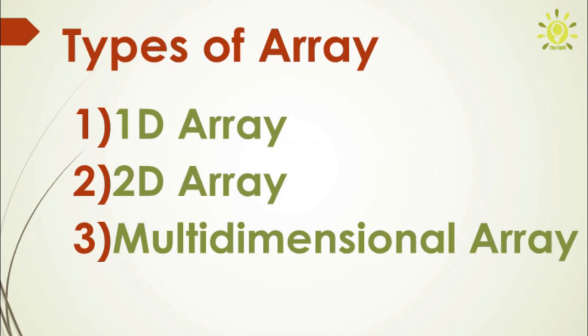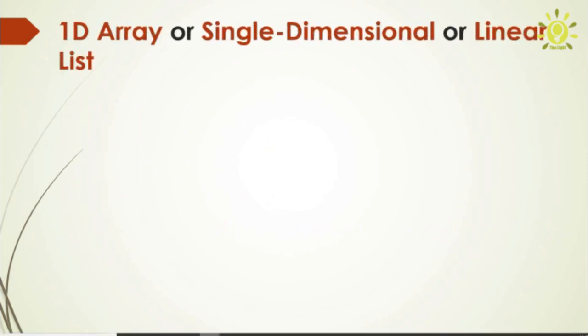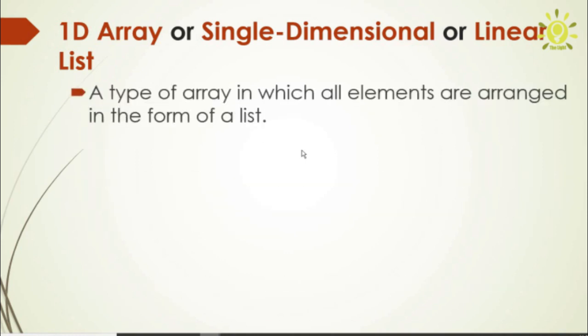So guys, types of array. Basically there are three types of array: one-dimensional array, two-dimensional array, and the third and last one, multi-dimensional array. First of all, we take a look at the one-dimensional array. It is also called a single-dimensional array or linear list.